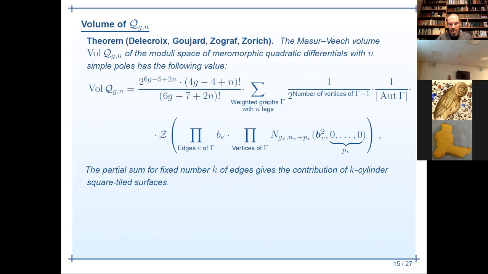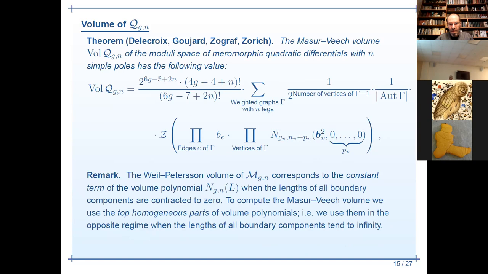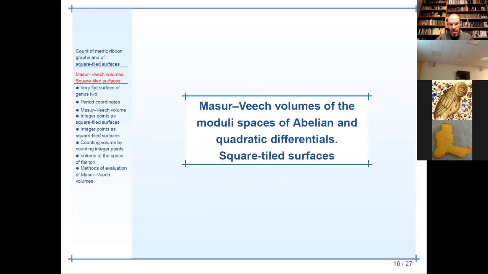And probably the last remark is that the Weil-Petersson volume of MGN corresponds to the constant term in the volume polynomial NGNL, when the lengths of all boundary components are contracted to zero. And finally, to compute the Masur-Veech volume, to compute the number of square tiled surfaces, I didn't pronounce the word Masur-Veech volume yet, we need the top homogeneous part of volume polynomials. So we need exactly the opposite regime. But we use the very same polynomials.